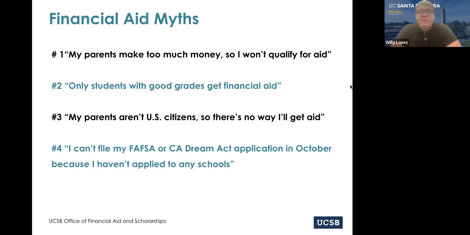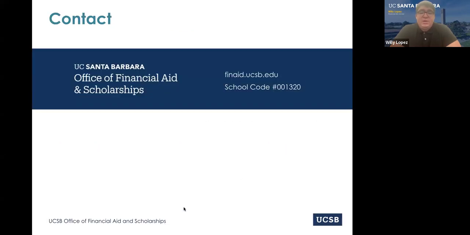So one common myth is that my parents make too much money, so I won't qualify for aid. We're going to go over why that's not the case for students in the next slide. Another is that only students with good grades get financial aid. Another is that my parents aren't U.S. citizens, so there's no way I'll get aid. And another is that I can't file my FAFSA or California Dream application in October because I haven't applied to any schools. Oh, I thought I had an answer on the next slide.